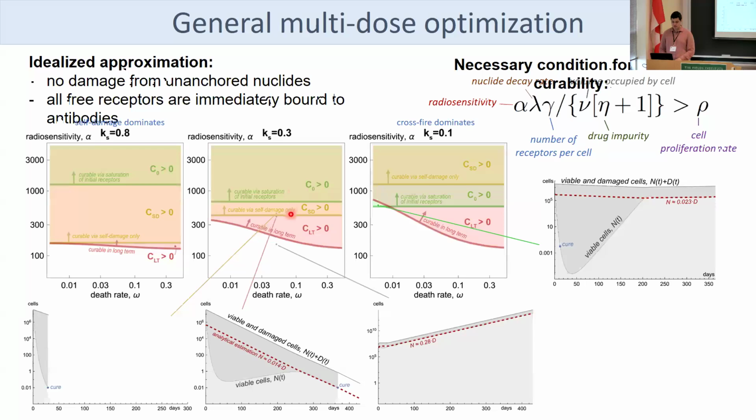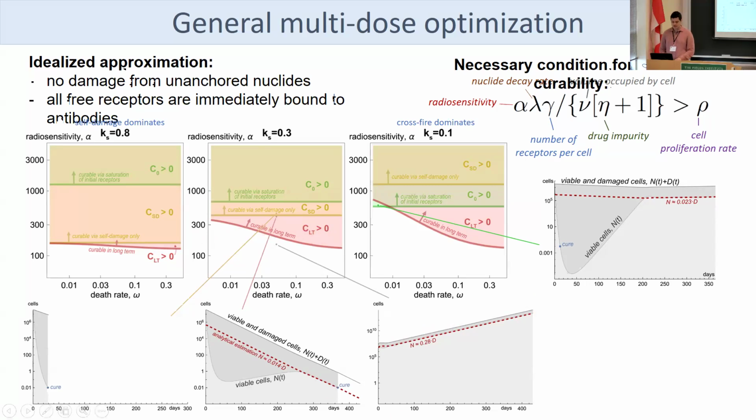Yellow zones show cancers that can be cured by prolonged treatment due to only self-damage effects. And red zones, for them, self-damage is not enough, but with additional crossfire, the cancer can be cured. And for these cancers, the ratio of viable and damaged cells tends to a stable value. And if it is low, then cancer can be cured.